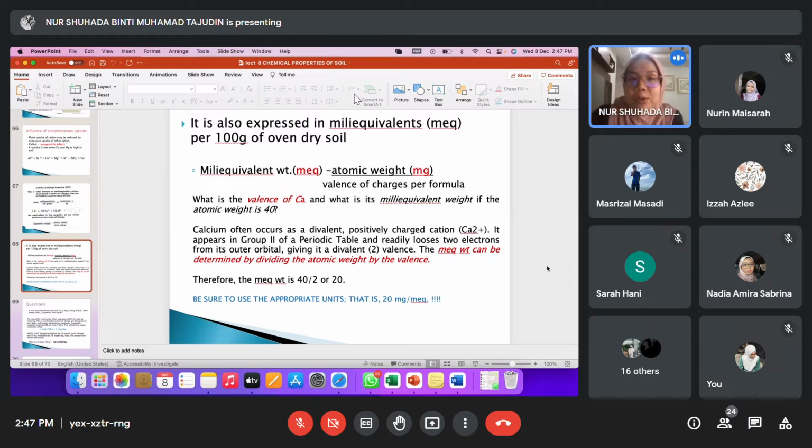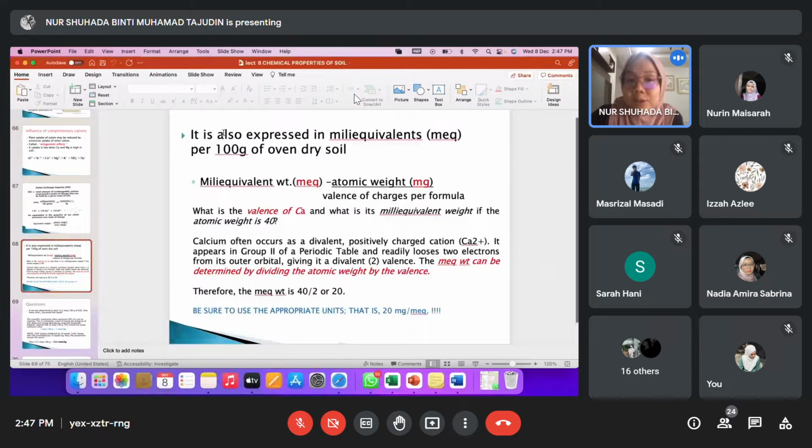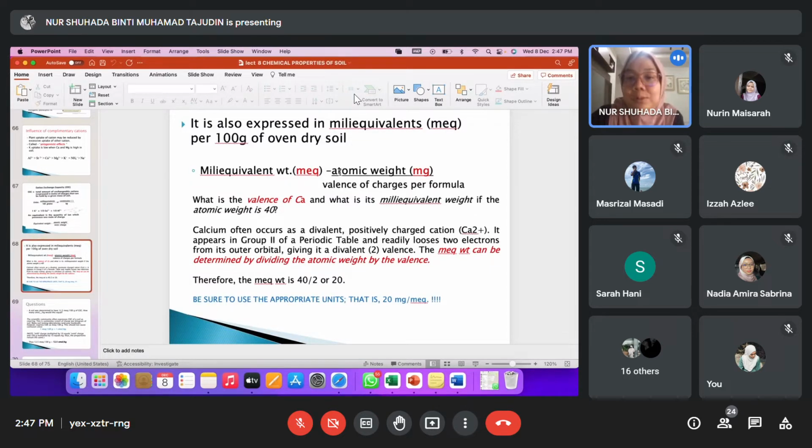However, it is also expressed, macam saya cakap tadi, in milliequivalents, MEQ per 100 grams of oven dry soils. Okay, so MEQ equals atomic weight in mg per valence of charge. For example, the question is, what is the valence of calcium and what is the milliequivalent weight if the atomic weight of calcium is 40?